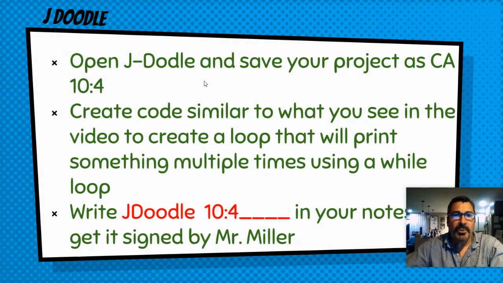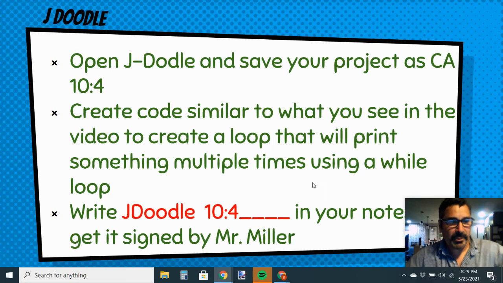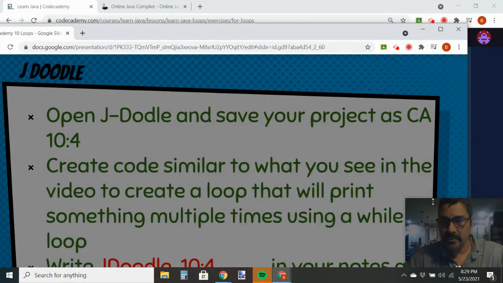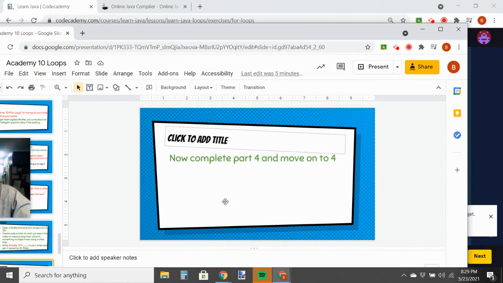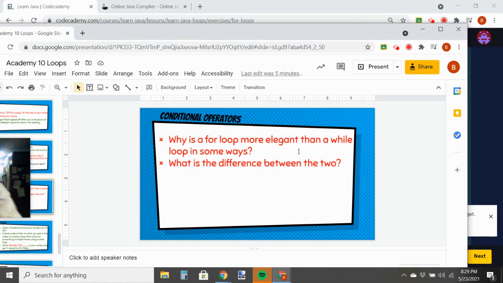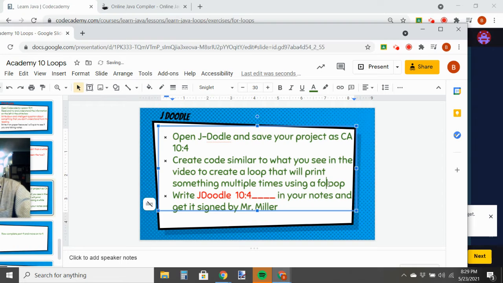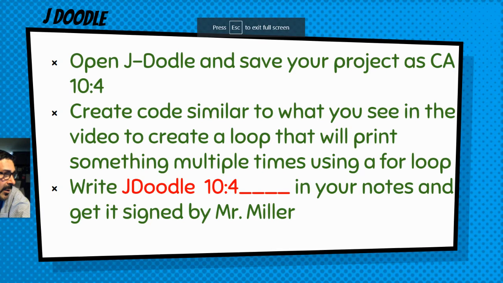All right. So open JDoodle and save a project as Codecademy 10.4. Create code similar to what you see in the video to create a loop that will print something multiple times using a. Oh, I said while loop. That should be for loop. Oh my goodness gracious. Let's fix that. So this should say using a for loop. Sorry about that.